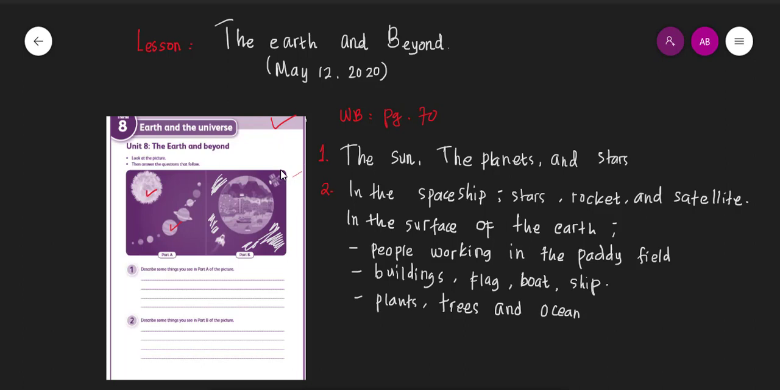Oh, it is actually over here. It's actually over here, everyone. And then buildings, flag, boat, and ship. This is a ship. And this is a tiny boat. This is a flag. These are buildings over here. And then the other natural things that you can see are plants. There are too many plants over here. Trees also. Over here there are also too many trees. And then also ocean. Okay kids, that's all for this picture. Let's move to our material for today.